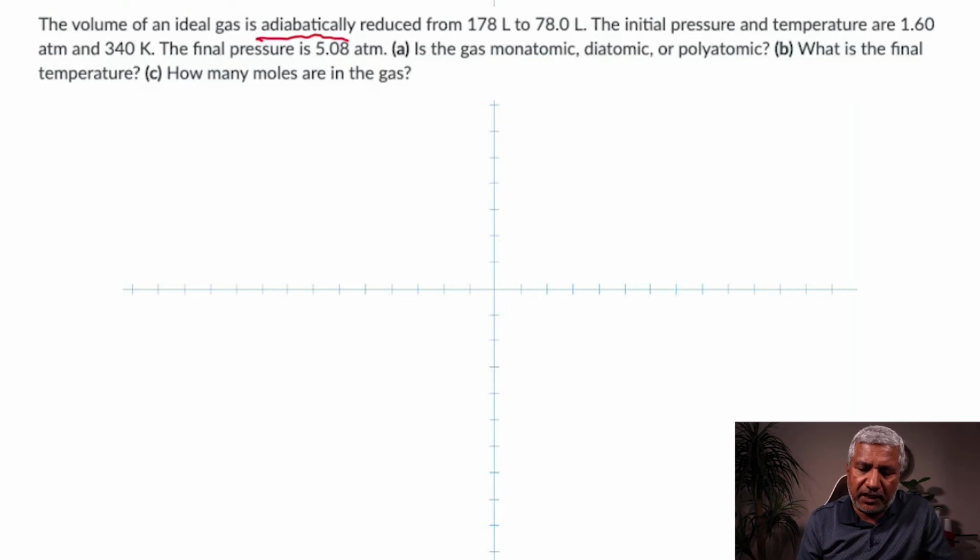The initial pressure and temperature are given. The final pressure is also given in atm. And you have to say, is the gas monoatomic, diatomic, or polyatomic? What's the final temperature? How many moles are in the gas? So how are we going to find out if the gas is monoatomic, diatomic, or polyatomic? I'm having to introduce another quantity, which is called the ratio of specific heats, Cp and Cv.